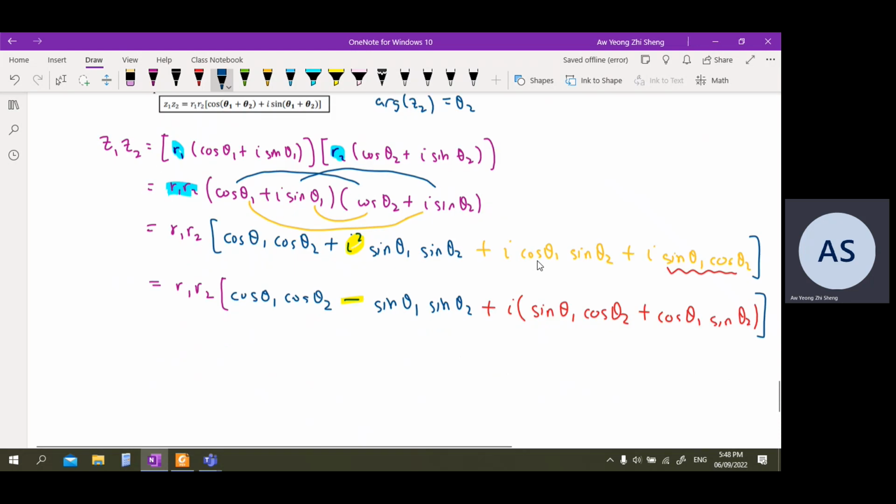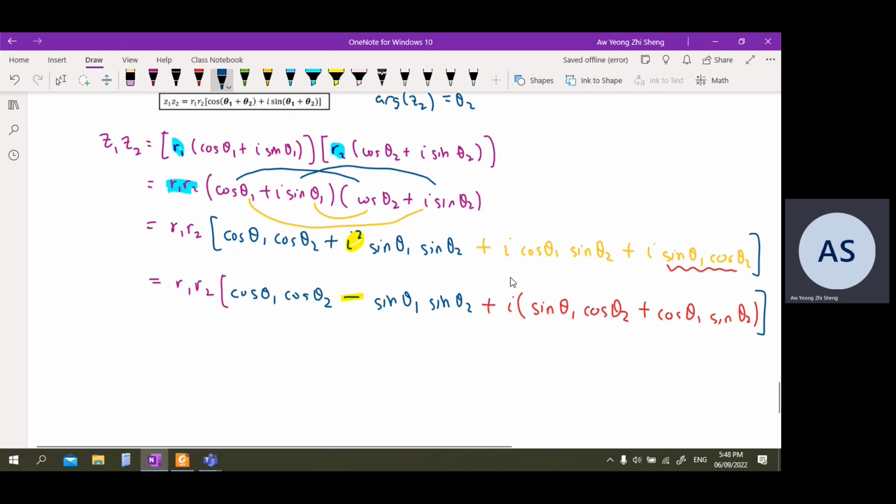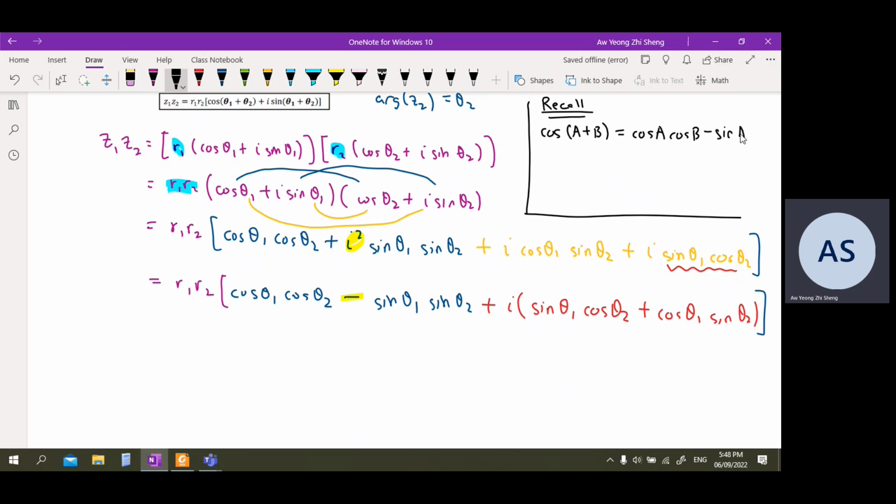Okay, now recall your trigo identities, right at the top right corner of your screen. Recall that cos of A plus B is cos A cos B minus sine A sine B. And then you notice that these terms in dark blue have the form cos A cos B minus sine A sine B.